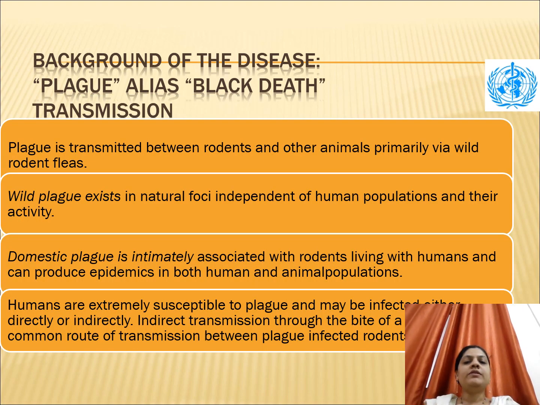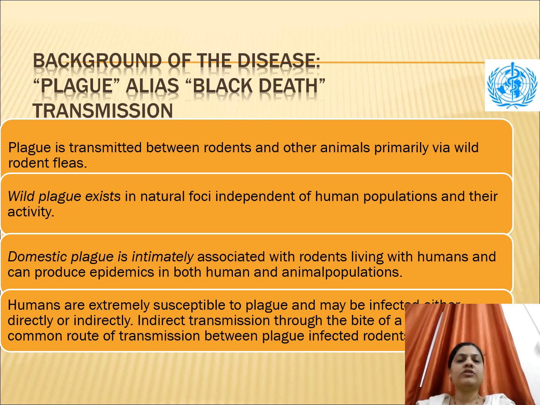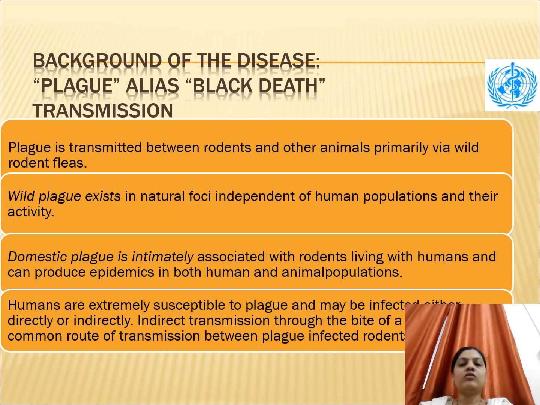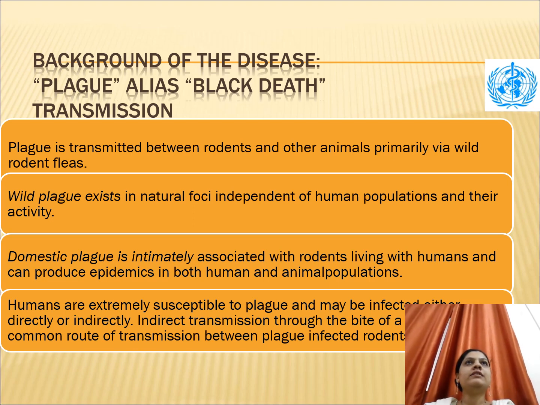Plague is transmitted between rodents and other animals via the wild fleas. Wild plague exists in the natural foci independent of human population. So human beings are not the usual hosts, but they are accidental hosts. Usually the cycle is maintained between the fleas and the rodents. Domestic plague is intimately associated with rodents living with humans and can produce epidemics in both human and animal populations.